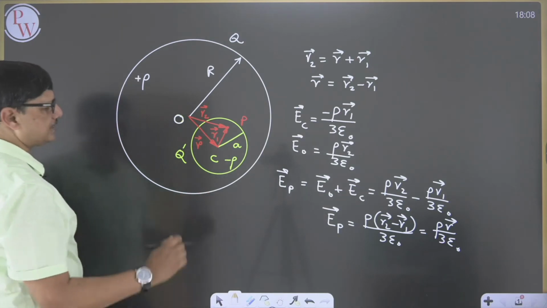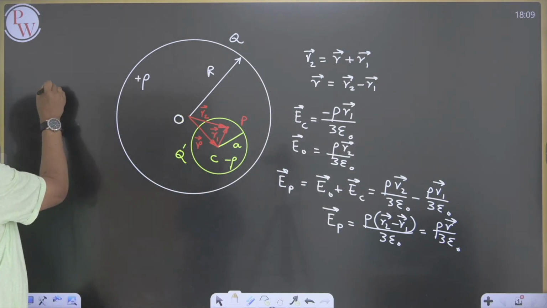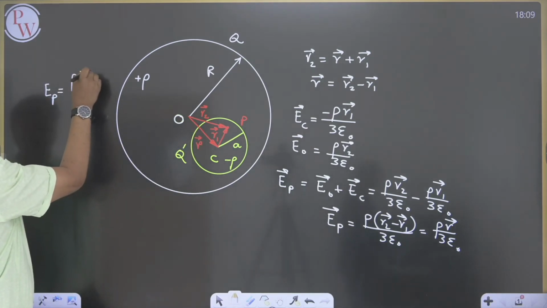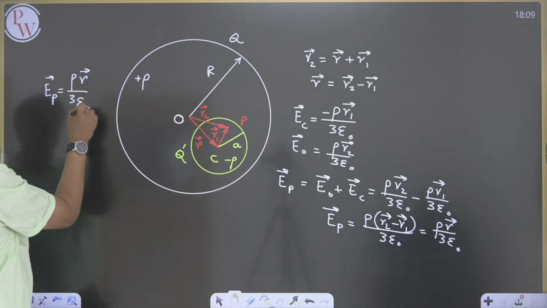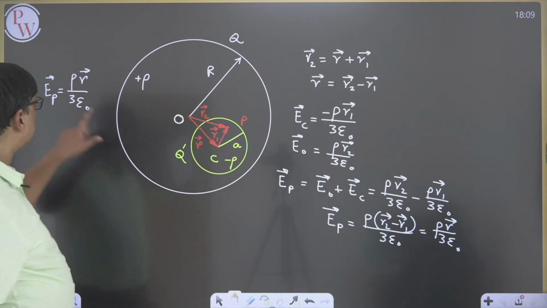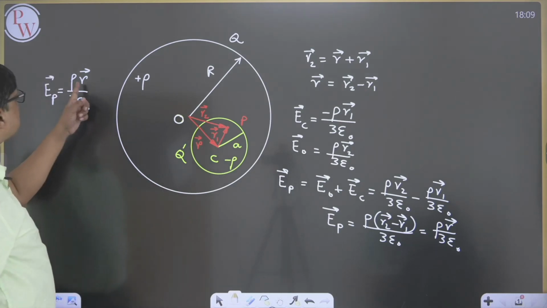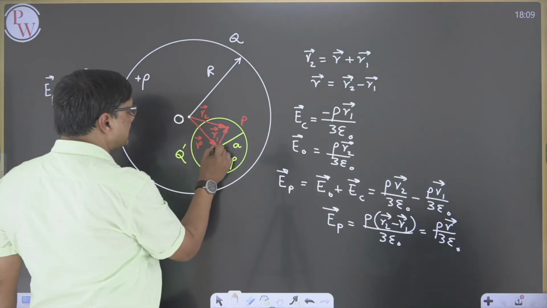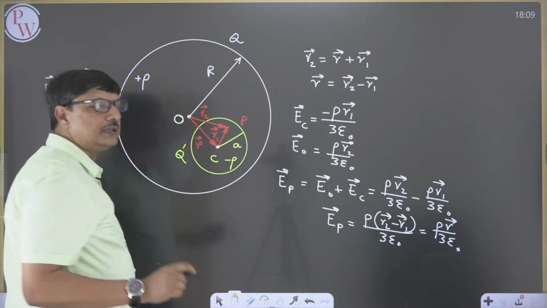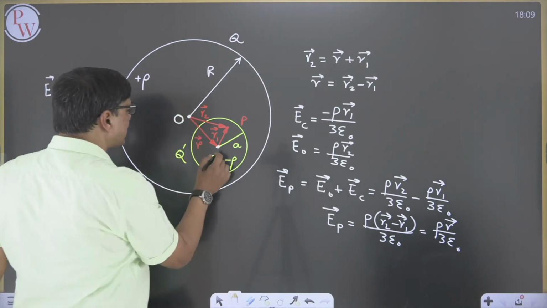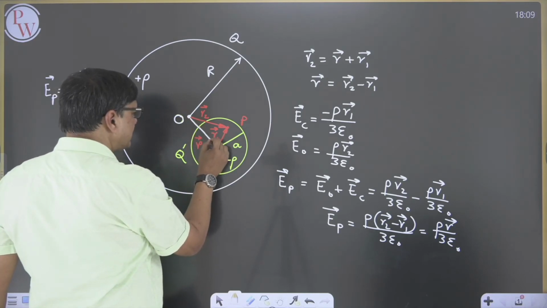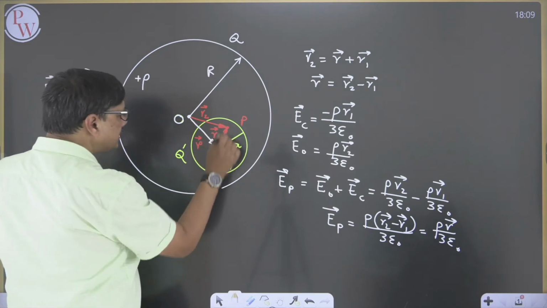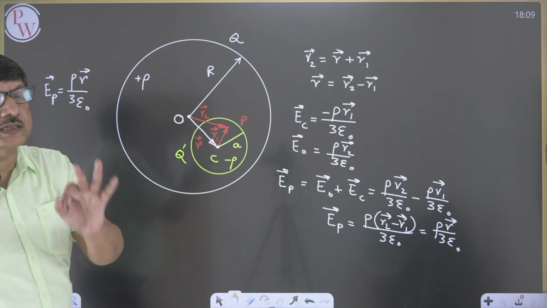A very, very interesting result. Let us write it over here once again. So the field within the cavity is rho vector R divided by 3 epsilon naught. Rho is a constant, 3 epsilon naught is a universal constant. You see that vector R is also a constant. Why? Because the center of the cavity and the center of the body are fixed positions. So this is a constant vector. So at any point within the cavity, the field is a constant field.